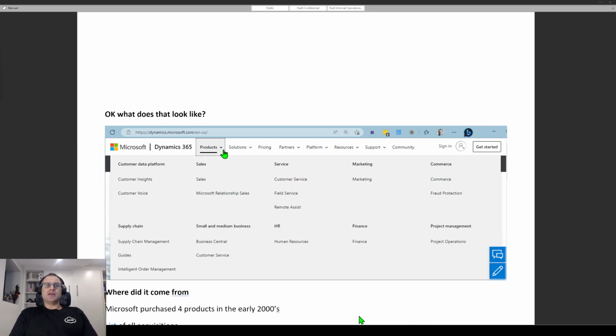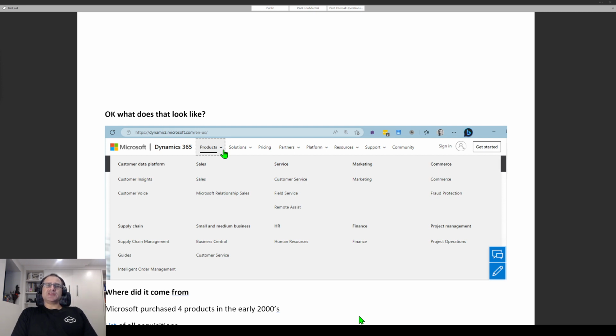So the supply chain element there is mostly relating to importing and manufacturing and larger scale businesses where you want to keep a tight control of your inventory and of your spend to vendors. The next one is the small and medium business, which is the area of focus that I'm going to spend most of this conversation on for our Dynamics partners, for our Microsoft partners. And that's the Business Central component and the customer service component.